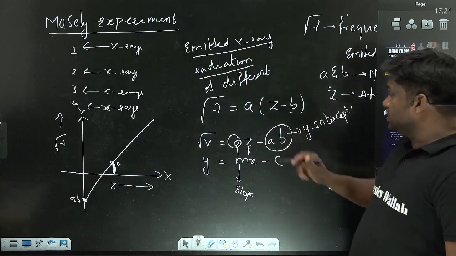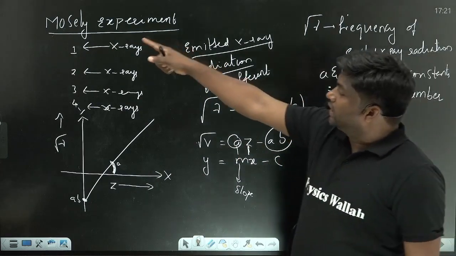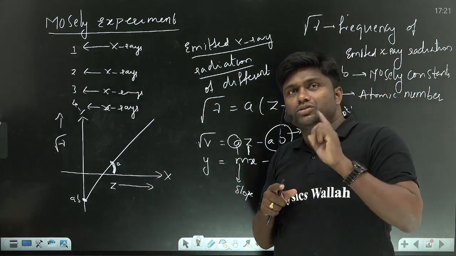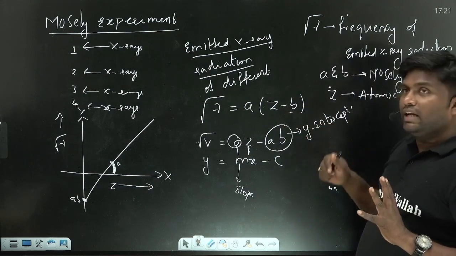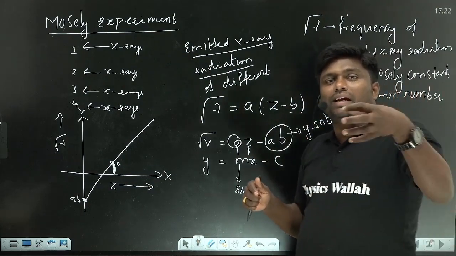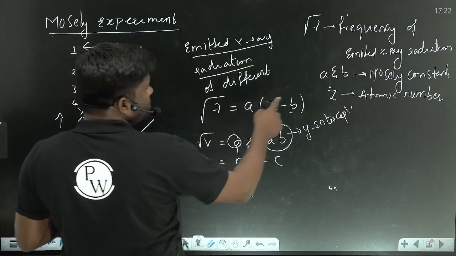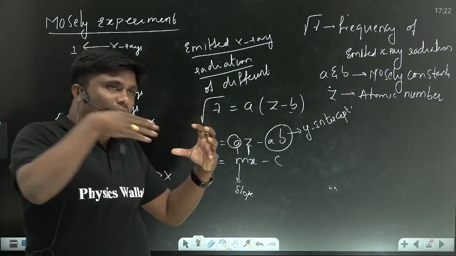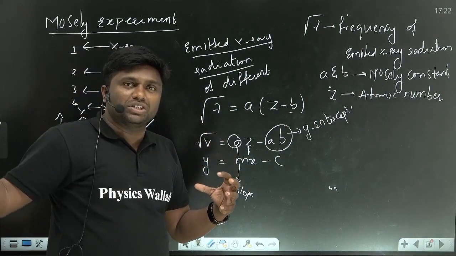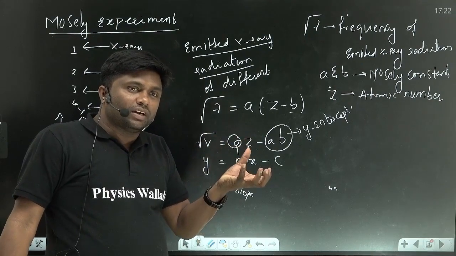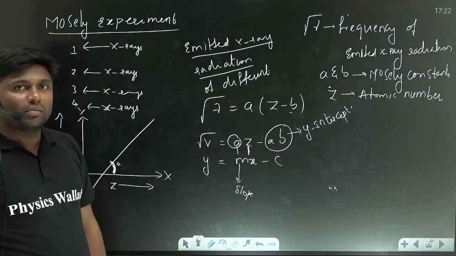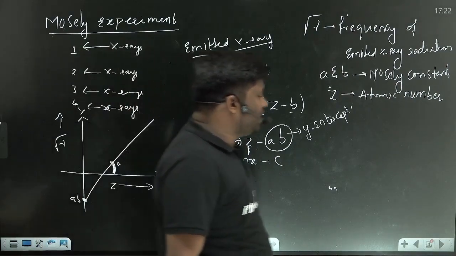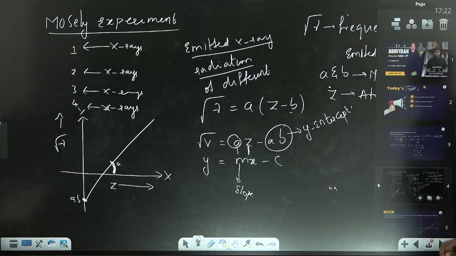This graph, Moseley's experiment, is used to calculate atomic numbers. Moseley's experiment is mainly used to calculate the atomic number of an element by observing the emitted X-ray radiation. A and B are constants. We pass X-rays through an atom and it emits some frequency of radiation. Based on that frequency, we can calculate the atomic number of that element. How we detect it, we will see now.